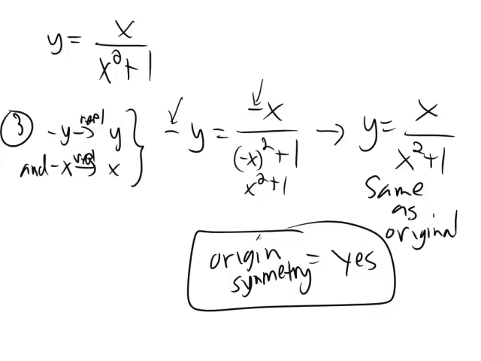That was a little strange. And you don't always get symmetry. You could get no to all three of them. This just happens to be yes to the third one and no to the first two.